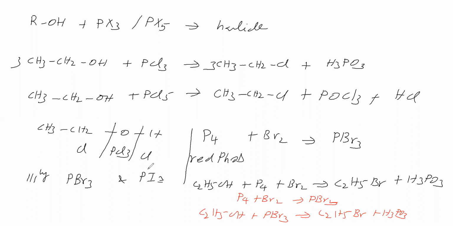In the same way, PI3 is also relatively unstable, so we cannot store it for a longer time. So PI3 we will not add. Instead of that, we will add red phosphorus and iodine.